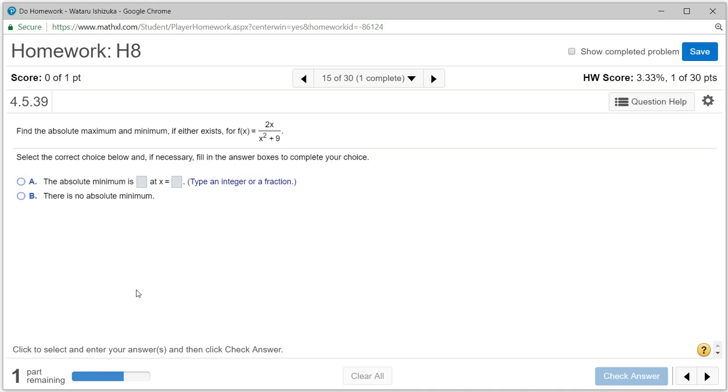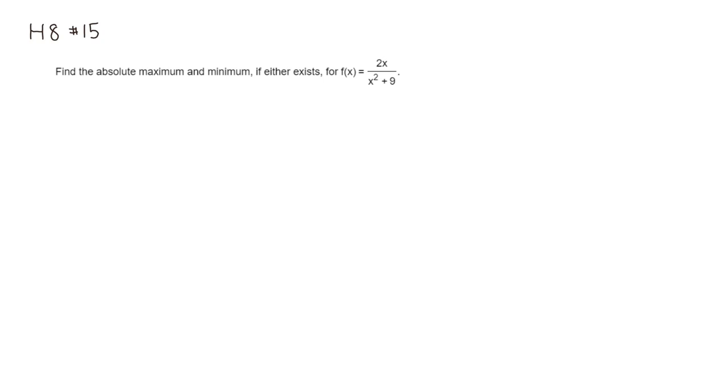All right, let's look at homework 8, problem number 15. We want to find the absolute maximum and absolute minimum of this function here. So let's do that. Let's find the derivative first.